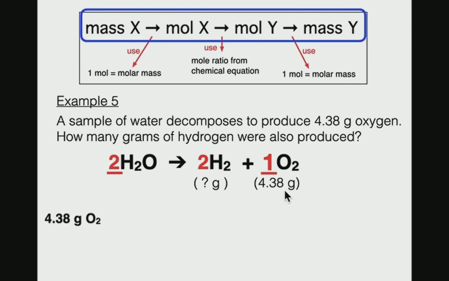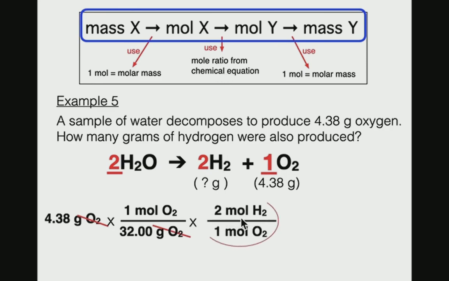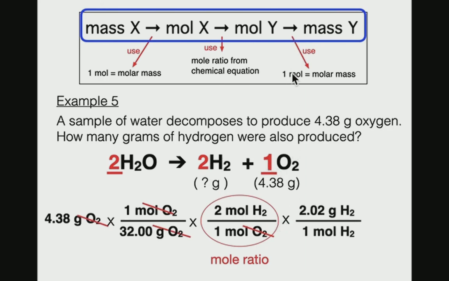So start with the mass you're given, the 4.38 grams of oxygen. Multiply it times our conversion factor. 1 mole of oxygen is 32.00 grams. And then we want to use the mole ratio from the balanced chemical equation to convert from moles of oxygen to moles of hydrogen. 1 mole of oxygen, 2 moles of hydrogen. And then the last step, 1 mole of hydrogen is 2.02 grams. Remember, it's diatomic, so it would be 2 times the molar mass of hydrogen. Moles of hydrogen cancel out, and that gives us 0.553 grams.